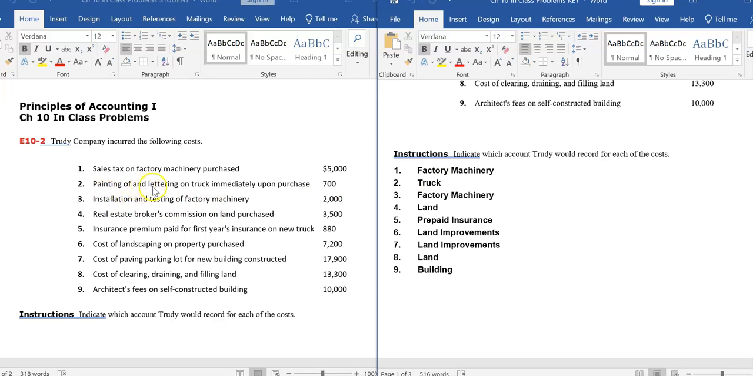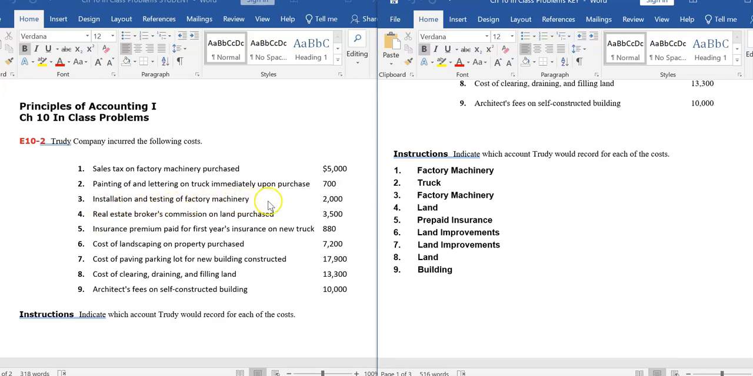Painting of and lettering on the truck immediately upon purchase. So we had purchased the truck, recorded it as an asset, and to get the truck ready for its intended use, we had to paint and letter on our company's symbols or something, $700. So that is going to be added to the cost of the truck in the truck asset account because it's a cost of getting the asset purchased, in place, and ready for its intended use.